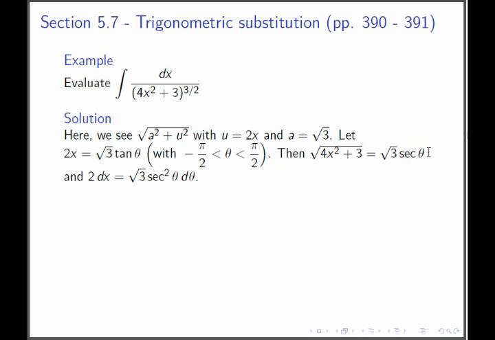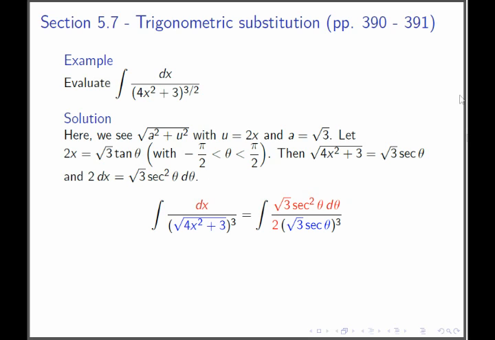And to get the differential dx, we need to take this equation where we made our substitution and take the differential of both sides. For the left side, it's 2dx, and for the right side, it's square root of 3 secant squared theta d theta. And now we're ready to rewrite our integral.